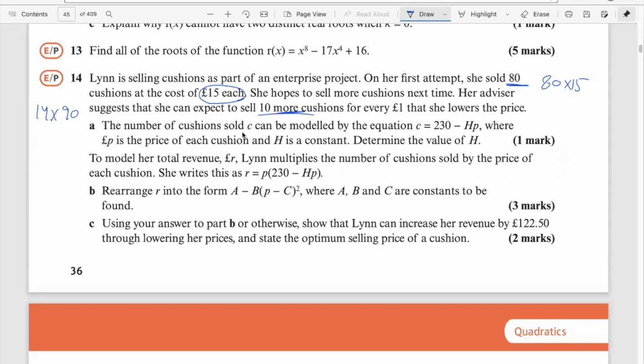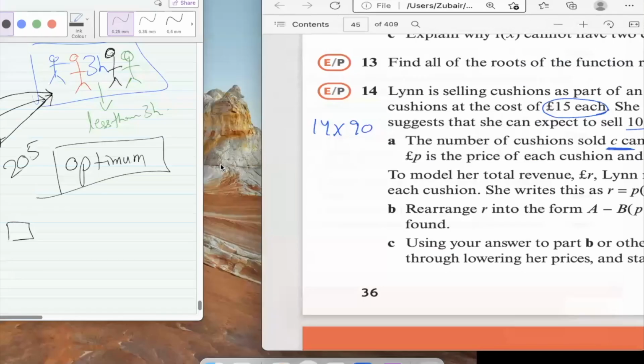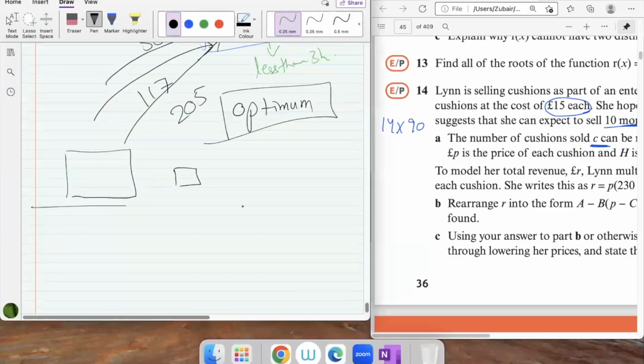So the number of cushions sold, C, can be modeled by the equation. This equation is already given, where P is the price of each cushion and H is a constant. Determine the value of H. So first we have to find H. The number of cushions sold is C. This is question 14, page 36.